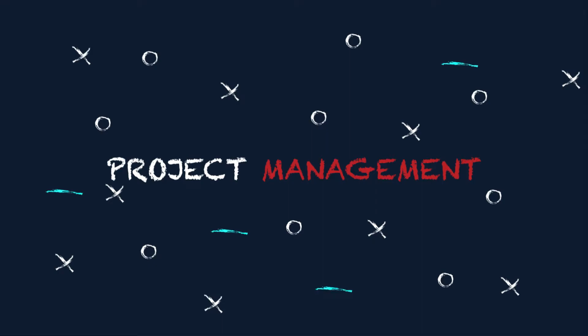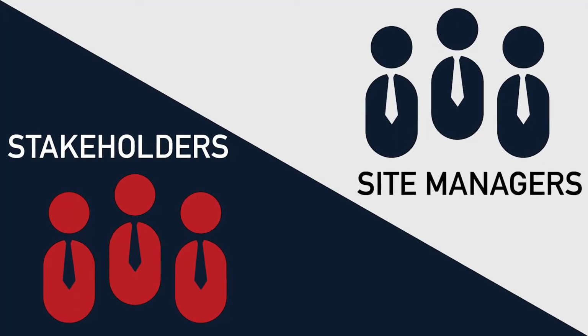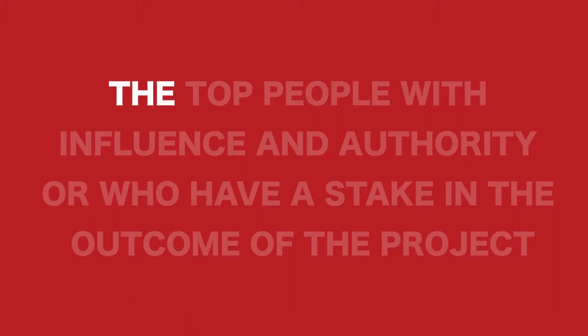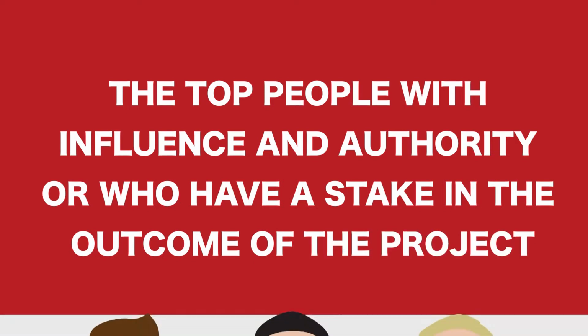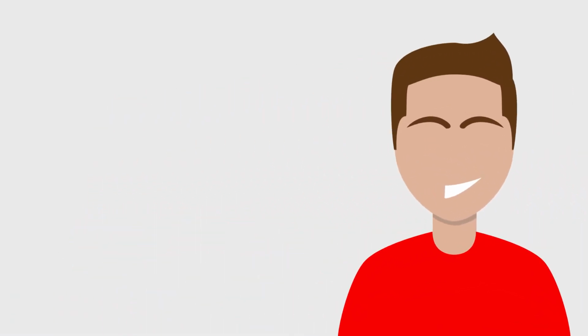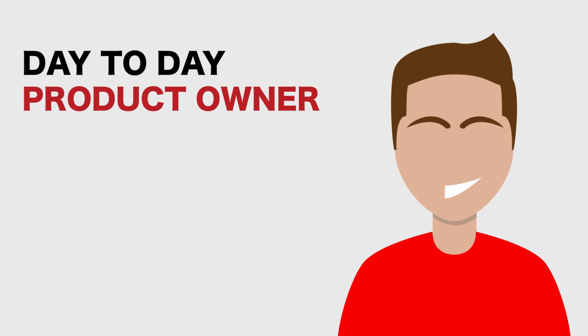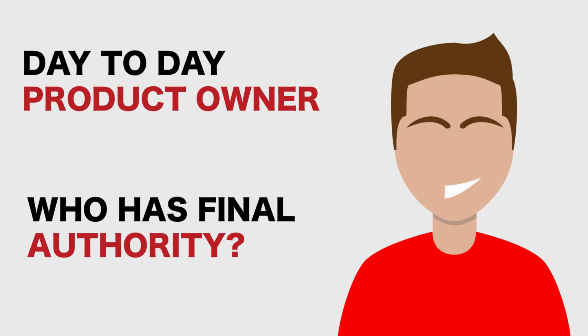Project management. The first step of the discovery process is establishing proper project management. Each project has its key players involved in guiding a process to success. We start by identifying who these key players will be and placing them into one of two categories: stakeholders or site managers. Stakeholders are the top people with influence and authority, or who have a stake in the outcome of the project. In your group of stakeholders, you should identify a day-to-day project owner and decide who has final authority on the team when it comes to making decisions.